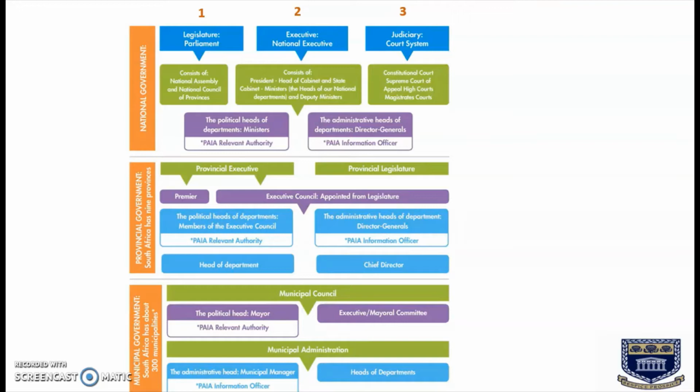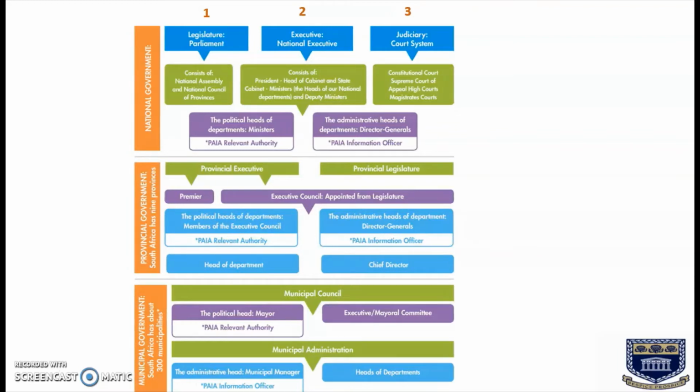On the provincial sphere, you have the provincial executive and the provincial legislature, which are divided into Premier and Executive Council, which is appointed from the legislature. On the provincial government, you also get the political heads of departments, that is, the members of the Executive Council, as well as the head of department. Whereas on the other hand, there are administrative heads of department, which are the Director Generals and the Chief Director.